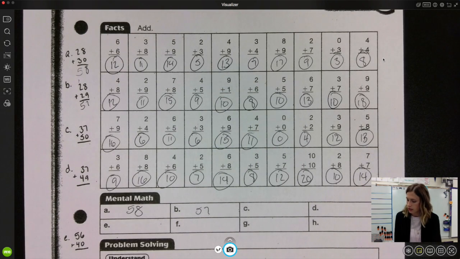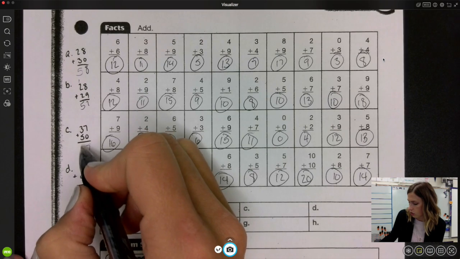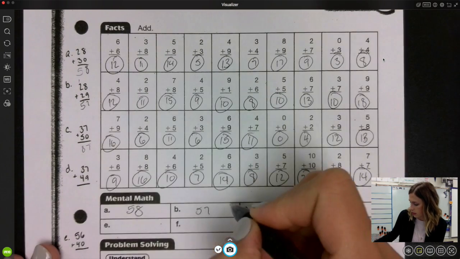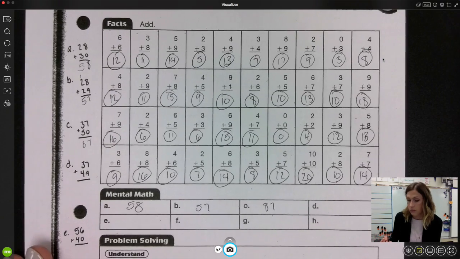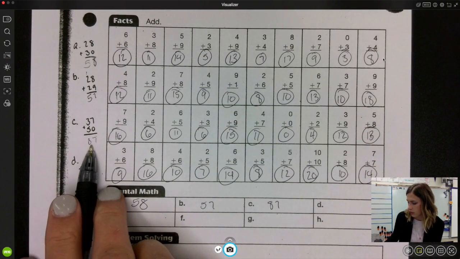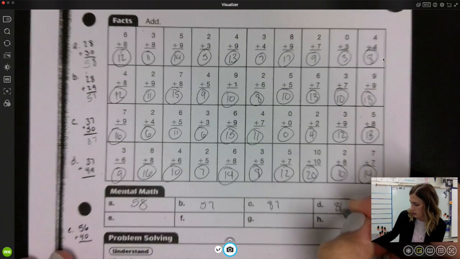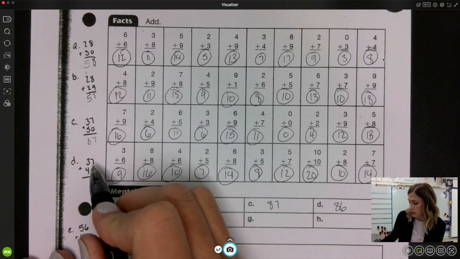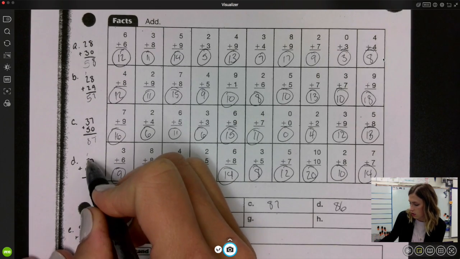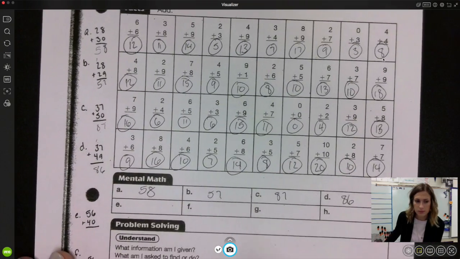C, 37 plus 50. 7 plus 0 is 7. 3 plus 5 is 8. So we get 87. D, 37 plus 49. That'll be 1 less than we had before because 49 is 1 less than 50. So it should be 86, but let's double check. 7 plus 9 is 16. 1 plus 3 is 4, plus 4 more is 8. So we get 86. Very good.